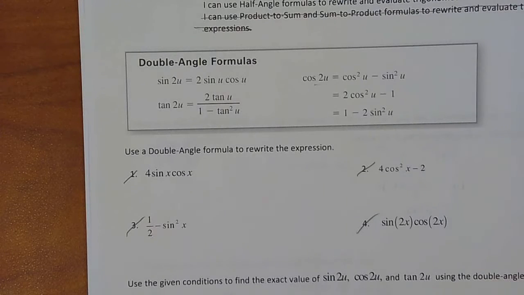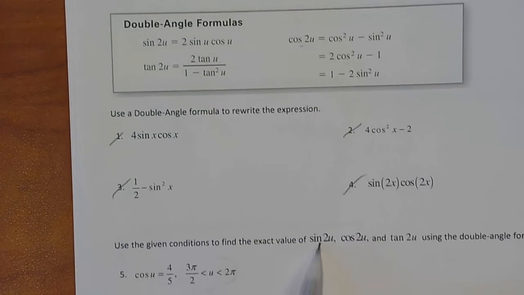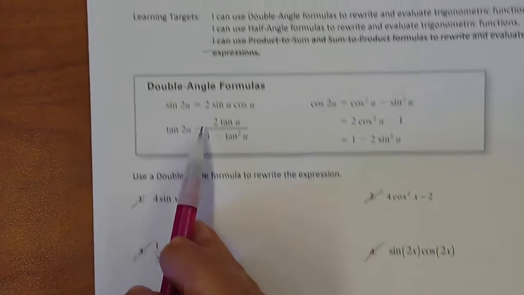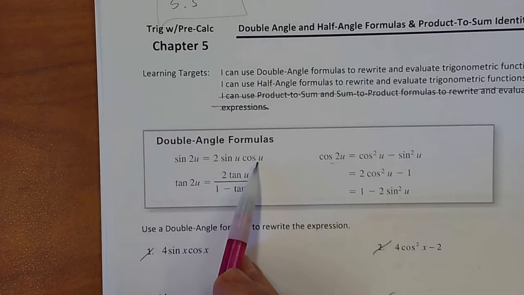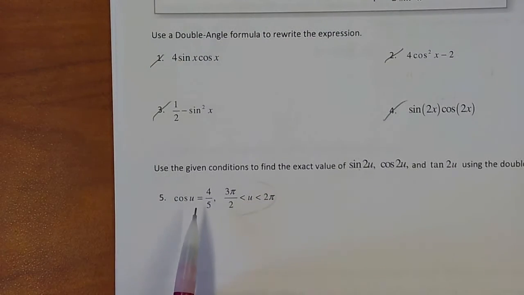Okay, so for problems like number 5, it says use the given conditions down here to find the exact values of sine of 2u. It's called a double angle formula. So if we peek at that formula, we need sine of u and cosine of u. Right now, we're missing sine of u. We only have cosine of u, but we can definitely use our chapter 4 skills to take care of that.